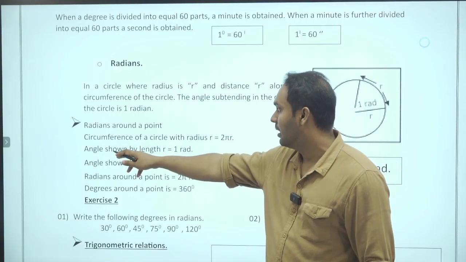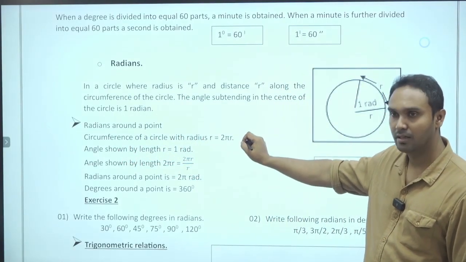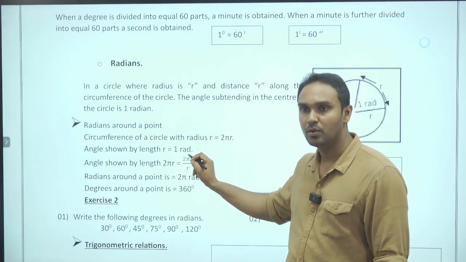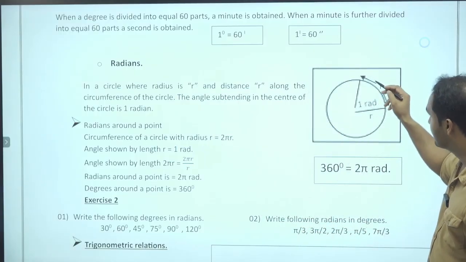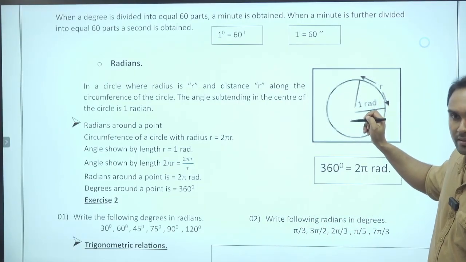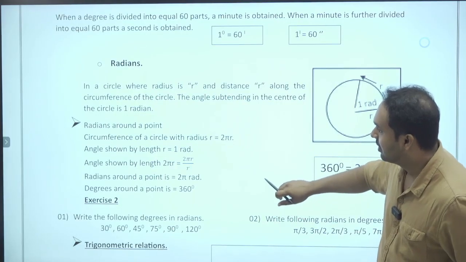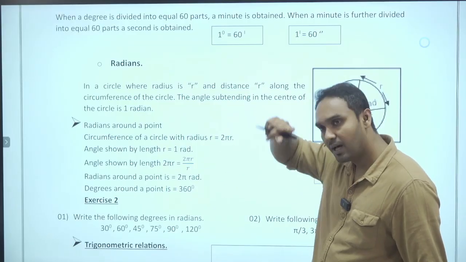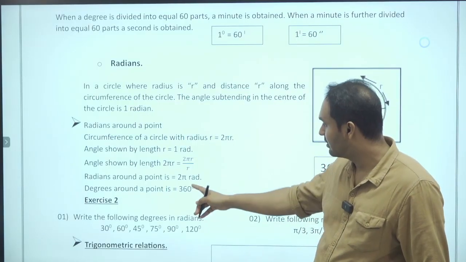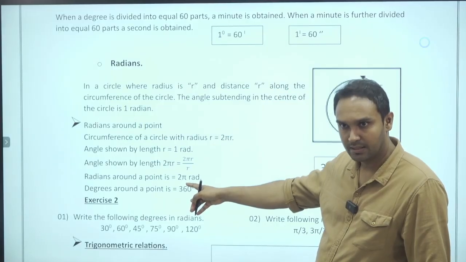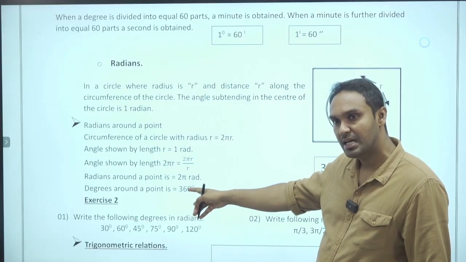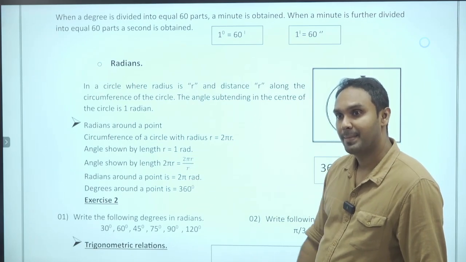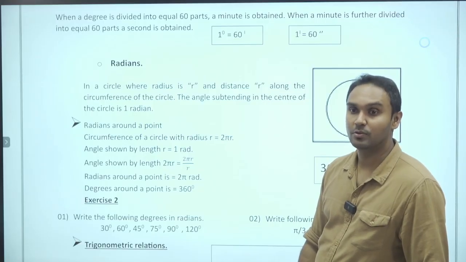Here, the circumference of a circle with radius r is 2 pi r. The angle shown by the length r is equal to 1 rad. This is r and you are dividing it by r, so it gives a value of 1 radian. So the angle shown by the length 2 pi r is equal to 2 pi r over r. So 2 pi r is a complete 360. So that is equal to what? 2 pi radians. So 360 degrees is 2 pi radians.